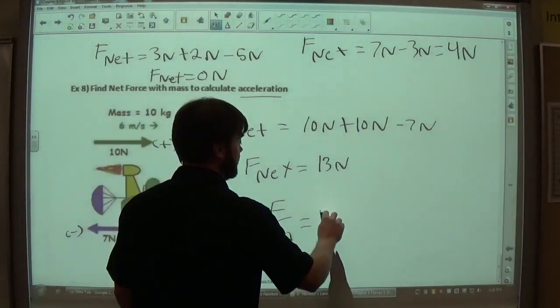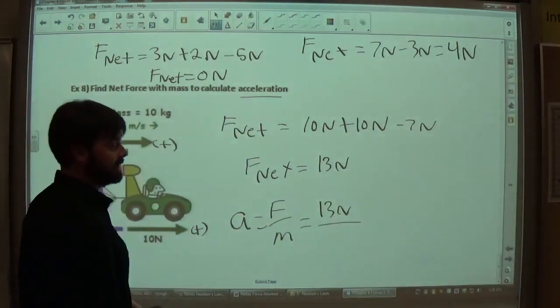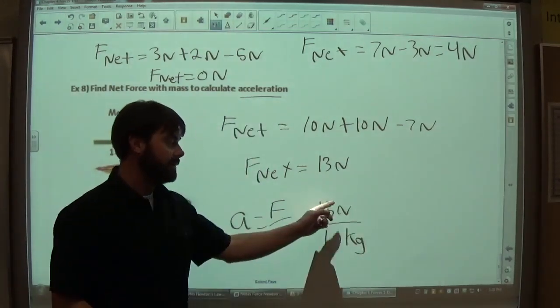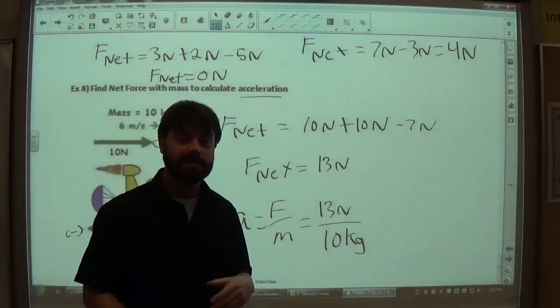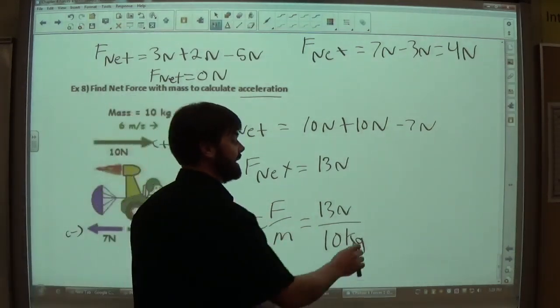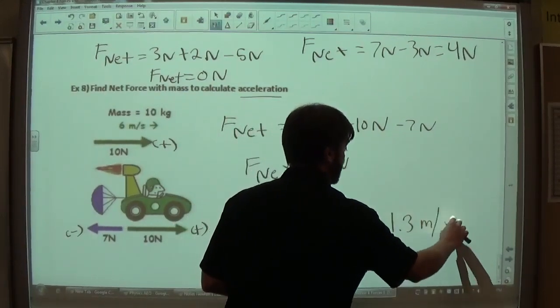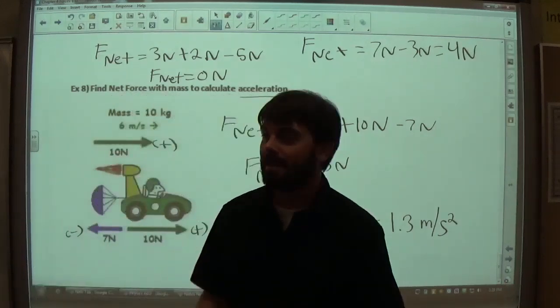We got 13 newtons. We got a total mass here of 10 kilograms. Again, newtons and kilograms, acceleration in meters per second squared are all of our base units for acceleration, force, and mass. Therefore, we're going to get 1.3 meters per second squared. That would be the acceleration.